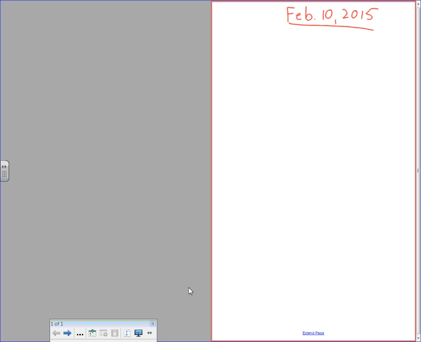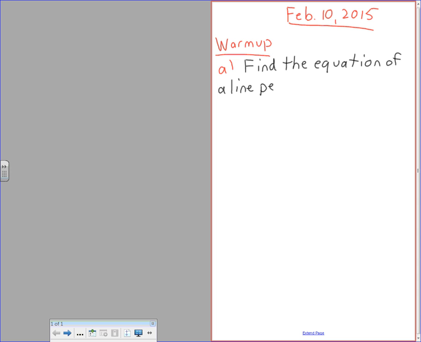Pick a person at random. Alistair. Okay, I'll give you the first warm-up. Warm-up A is going to say: find the equation of a line perpendicular to y equals 2/3 x plus 4.